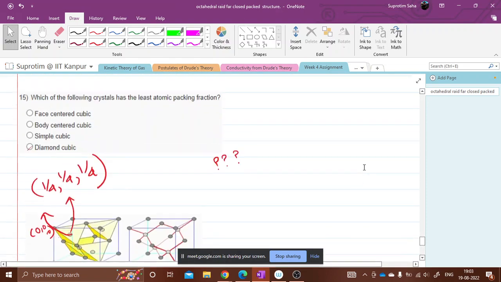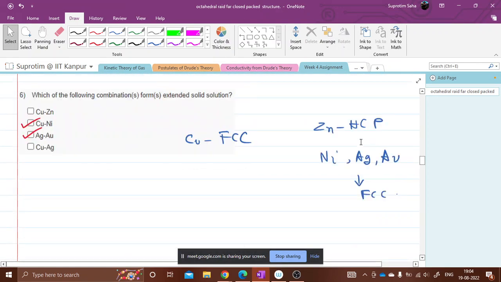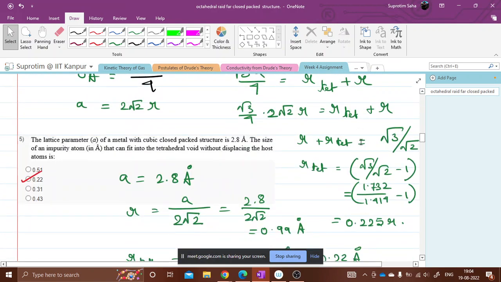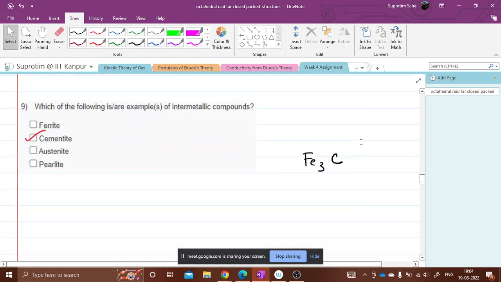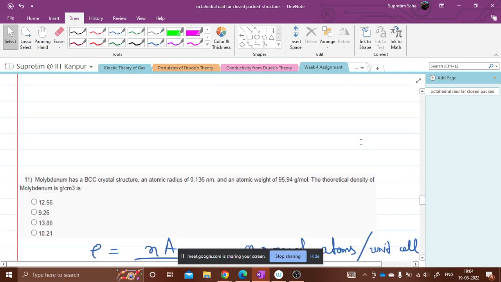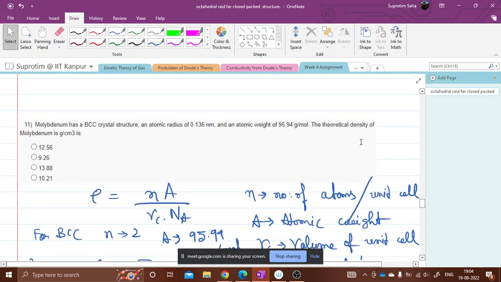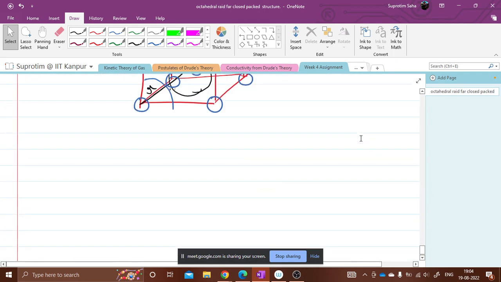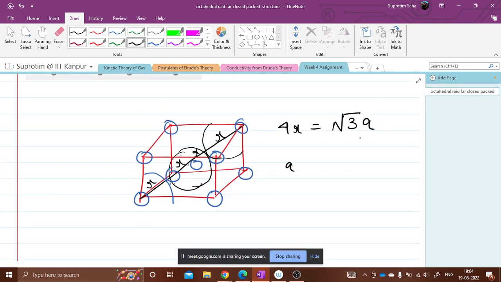In the problem, the most important thing is that the atomic radius is given, that is 0.136 nanometers. So R is 0.136 nanometer. Now you have to find a as 4 by root 3 into R. Just find a from this, and it's simple.